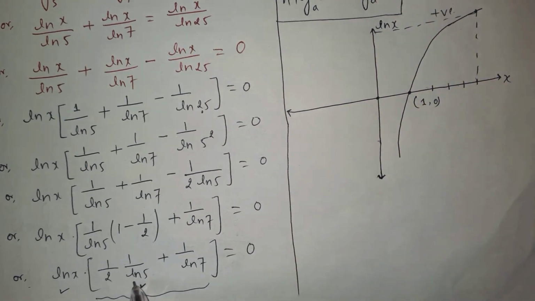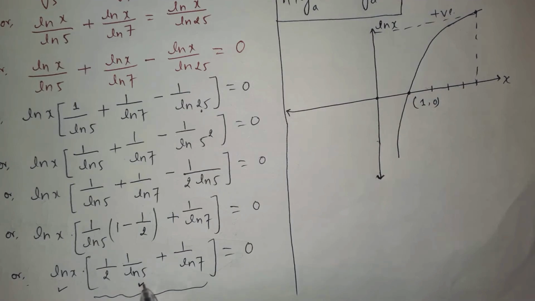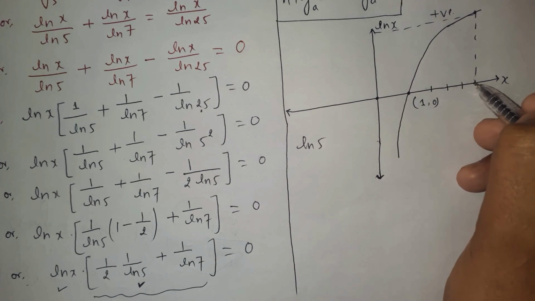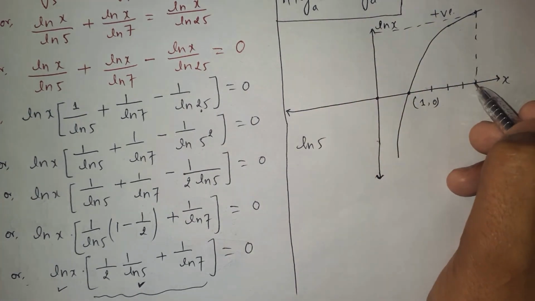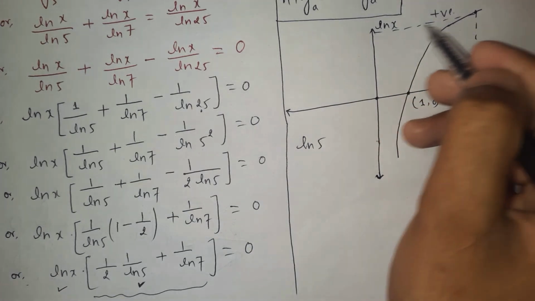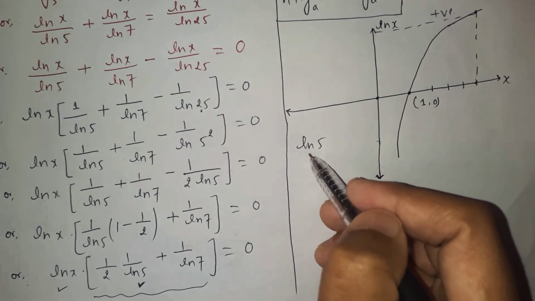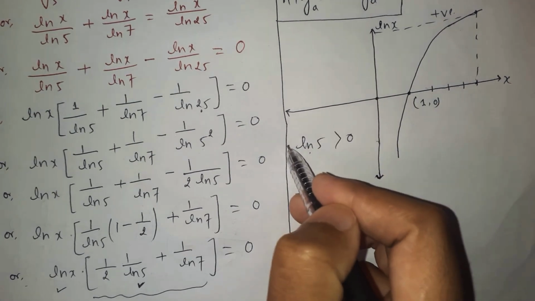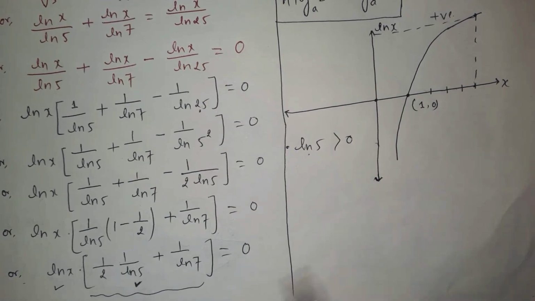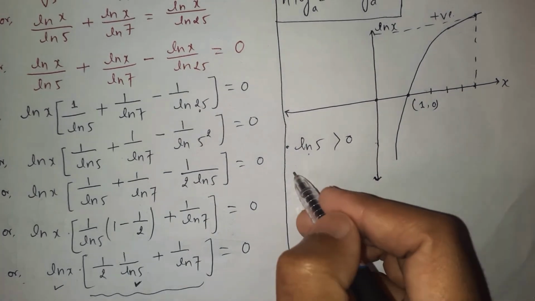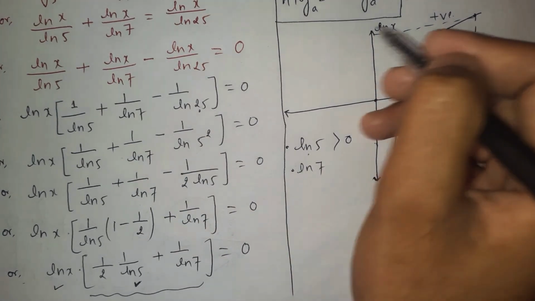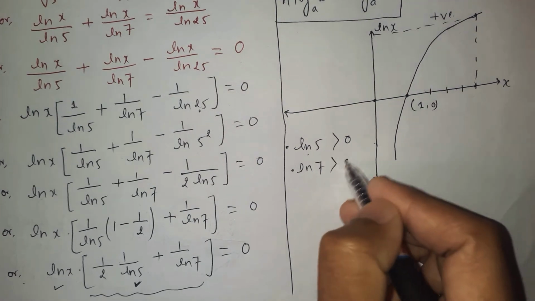This means the value of ln of 5 will be positive. Here just replacing x by 5, just plug in the value of x as 5, then we get ln of 5. This value will be positive, as we can observe from this graph of ln of x. And similarly ln of 7, at the point 7, will also be positive.